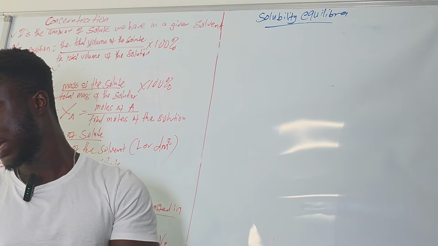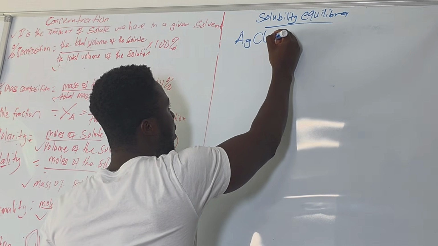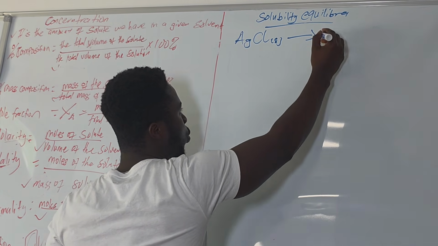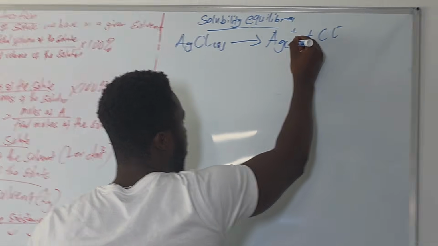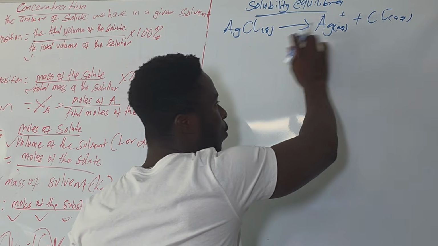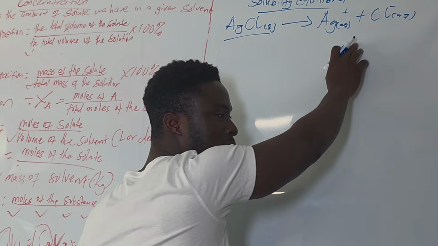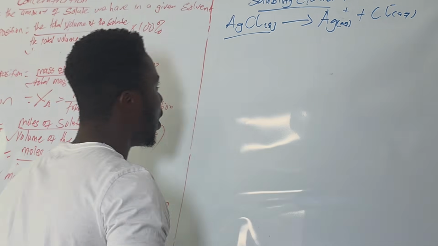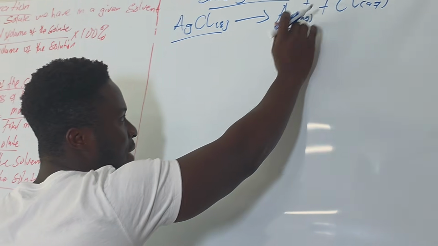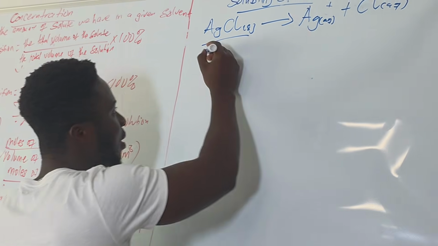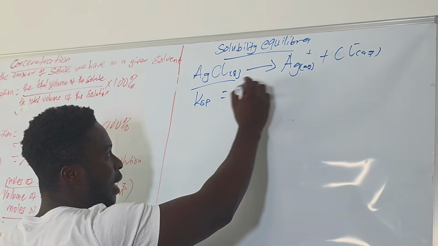So, for instance, if we take a compound like silver chloride, AgCl, which is a solid, and then we dissociate it into Ag+ and Cl-, which are going to be aqueous. This thing does not fully dissociate into this. There is still going to be some level of silver chloride in the solution. So if we are supposed to write the constant for this, we call it Ksp, the solubility product.